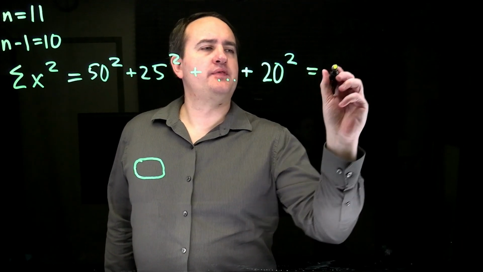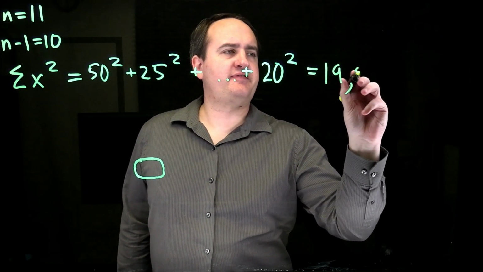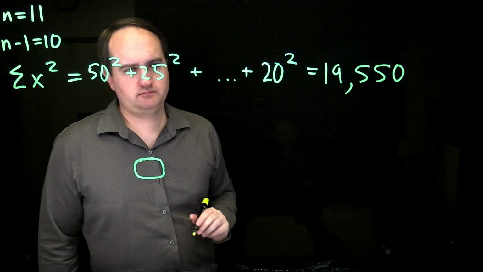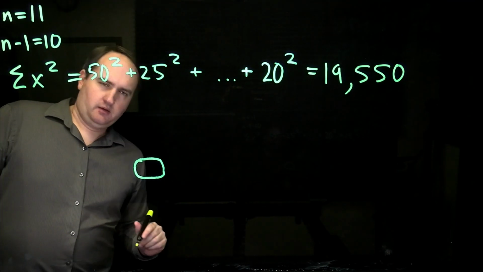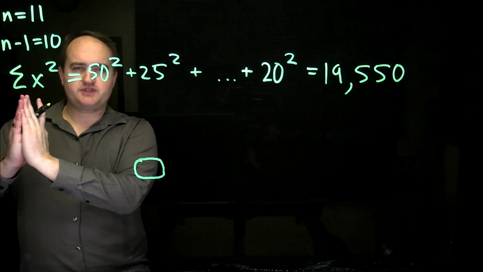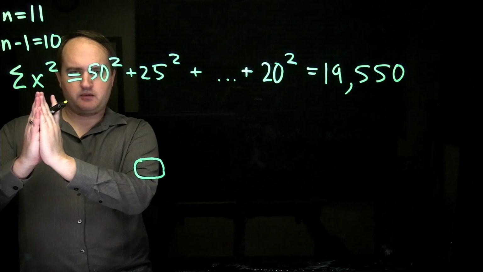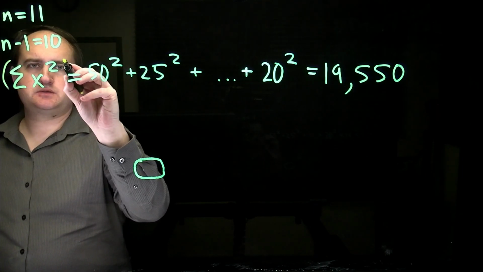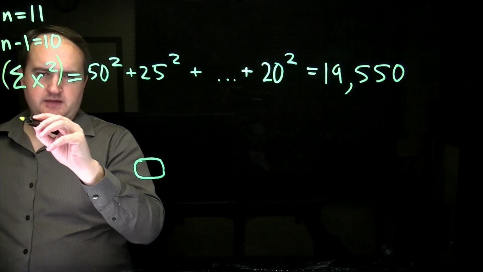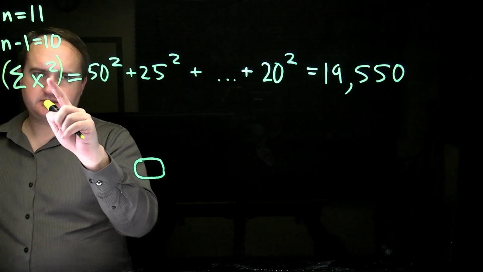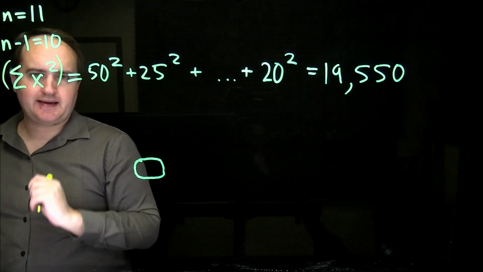So this is 19,550. All right, and this is called the sum of x squared. And you'll notice in the formula there are actually parentheses around this. And the square is inside of the parentheses, so it's applying to each data value x.